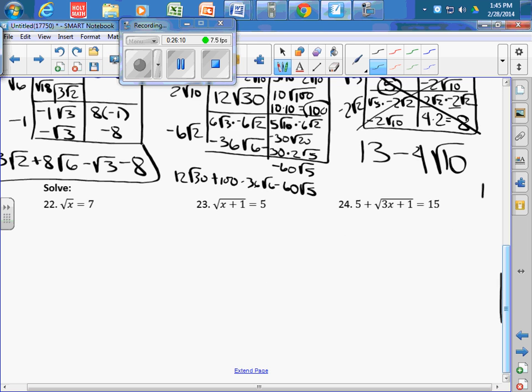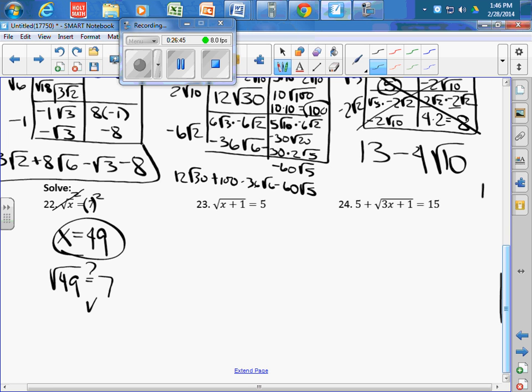In number 22, when you solve radical equations, isolate the radical. The radical is already isolated. Square both sides. And when I say square both sides, put the right side in parentheses. I'll show you why in just a minute. Well, the radical and the squared cancel each other out. You're just left with x. It'll be equal to 7 squared, which is 49. Always do a double check. Check these out to make sure it works. Does the square root of 49 equal 7? Yes, it does. So that is your correct answer.